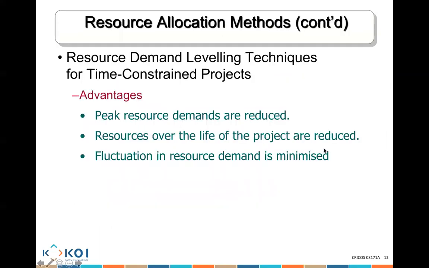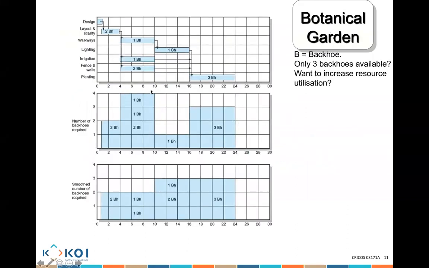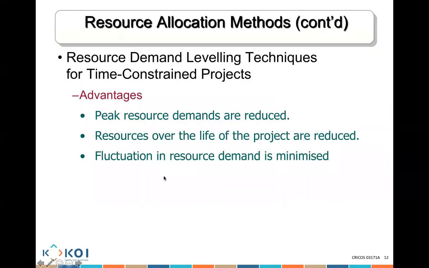All right. Now, resource demand leveling technique for time constrained project. Like this is the leveling. This is how we level the use of our resources. Advantages of doing this is the peak resource demand are reduced. Like instead of using 4, I'm using 3 now, because I actually balance the use of my resources.